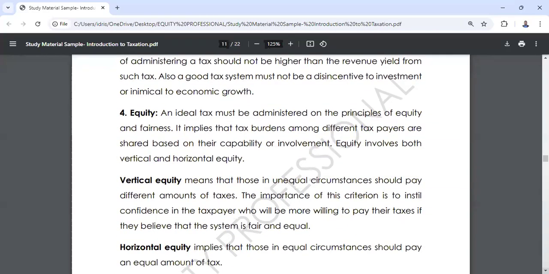Another principle, principles of equity. This one says the system should treat taxpayers in an equal manner, in an unbiased or fair way, not based on their religion.